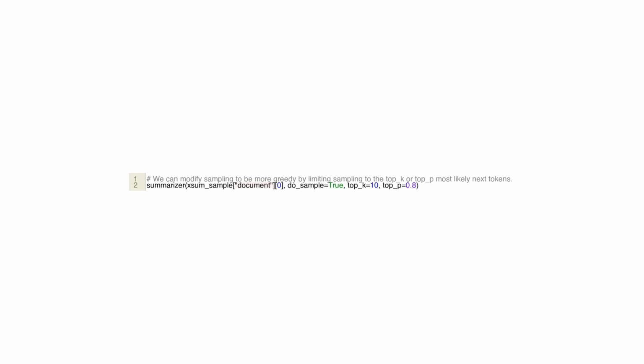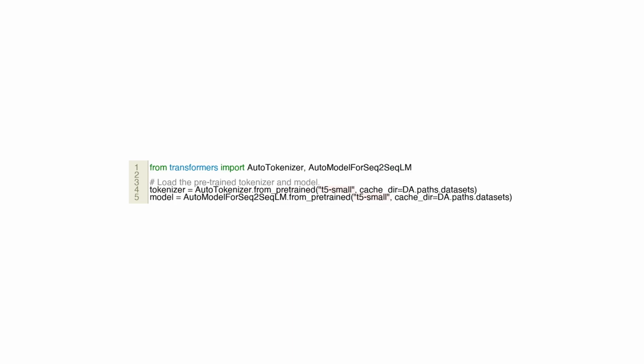This code imports the necessary libraries and modules for using LLMs with Hugging Face, specifically the AutoTokenizer and AutoModelForSeq2SeqLM. The tokenizer and model are then loaded from the pre-trained T5 small model with the cache directory set to a variable called da.paths.datasets. This allows the code to access the necessary pre-trained data for the T5 small model.